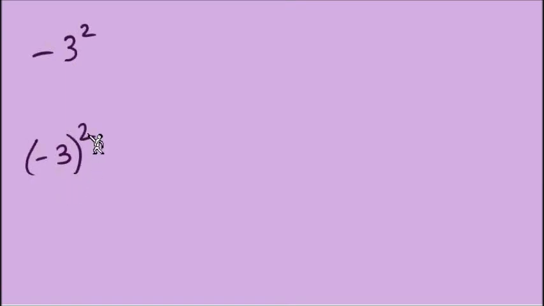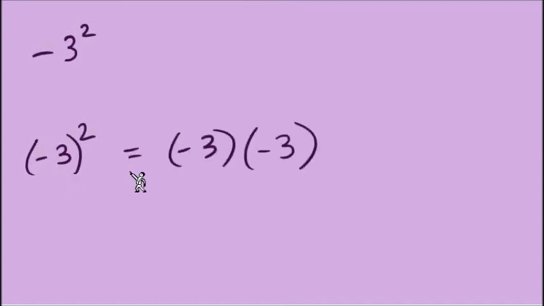I see this 2 is outside of the parentheses, so it is telling me that this is negative 3 times another negative 3, a total of 2 times. And negative times negative would equal positive 9.